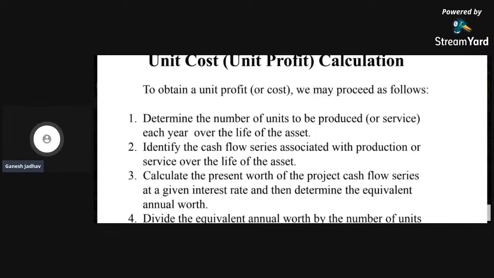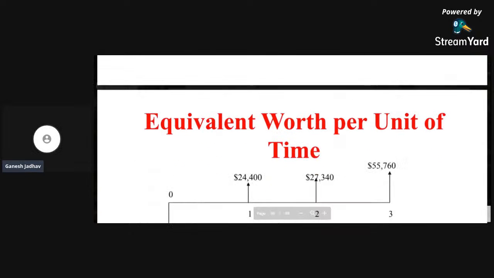The second step is to identify the cash flow associated with the production of the service over the life of the asset. We only have to identify the cash flow. The next step is to calculate the present worth of the project cash flow series. From the given interest rate, you have to calculate the present worth and convert it to the equivalent annual worth. The last step is to divide the equivalent annual worth by the number of units produced during the year.